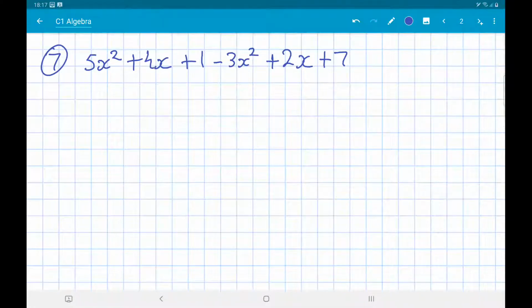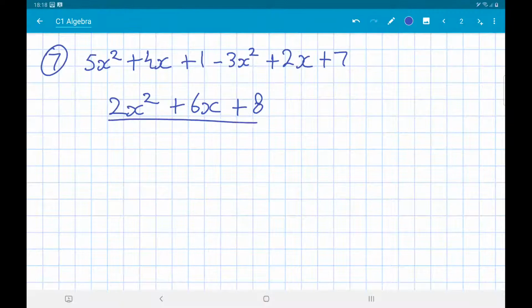Okay, so grouping the like terms, I think by now we should be able to just look at the equation and see x squared, x, 1, 7. So we can probably do that in our heads. If we do 5 minus 3, we end up with 2x squared. If we do 4 plus 2, we end up with 6x. And if we do 1 plus 7, we end up with 8. And for now, that is absolutely the equation.